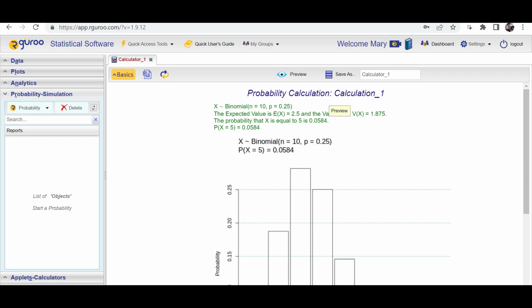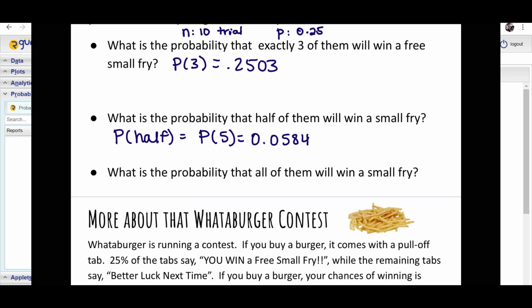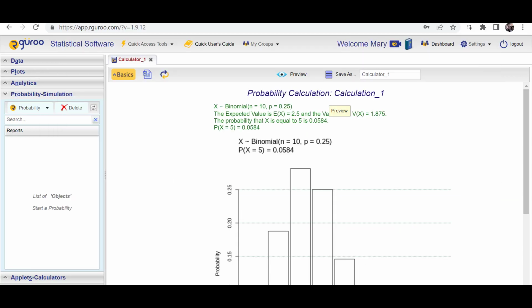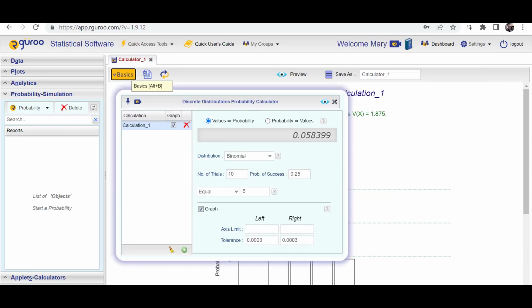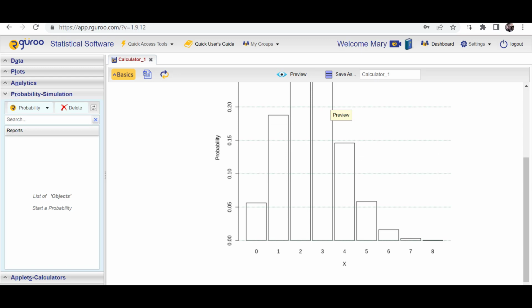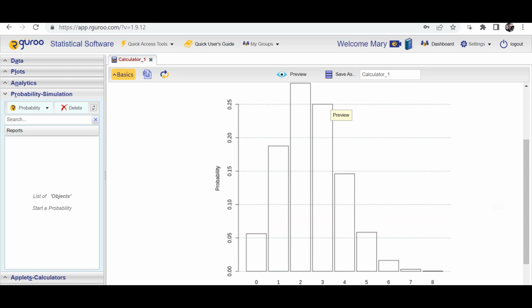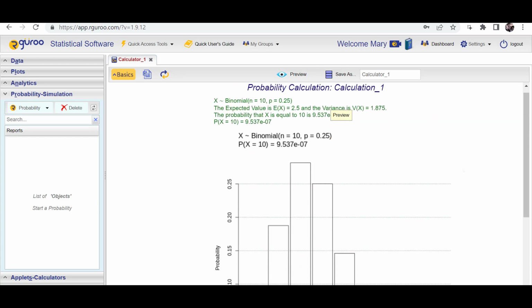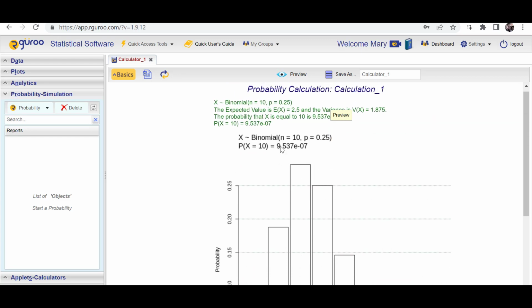Okay. So one more. Let's go back to the slide. What's the probability that all of them will win a free small fry? So how many is all? That would be 10. So again, going back to the basic screen, just change the 5 to 10. And now you actually can't see the 10 shaded. The reason is because the probability of a 10 must be so small that you can barely see it. It barely registers, and it makes sense here.